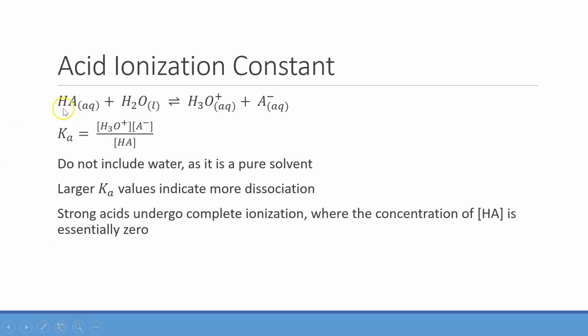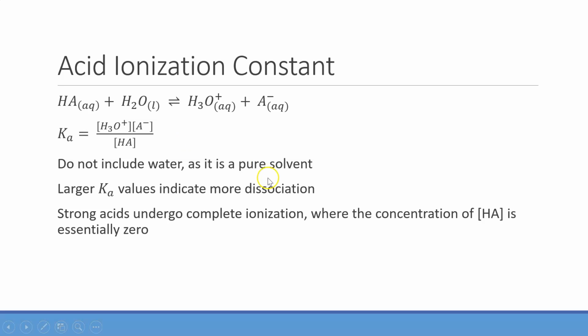So H plus is lost, it's gained by water to give us H3O plus and A minus. H plus doesn't really exist in solution, so we are going to use this terminology for this lecture. So we can set up our K expression for this equation, and we get the concentration of hydronium multiplied by the concentration of the conjugate base divided by the concentration of the acid itself. We don't include water as it is a pure solvent. This tells us that if the Ka value is large, there's more dissociation because we would have a larger number on top and a smaller number on the bottom. That would lead to a bigger Ka.